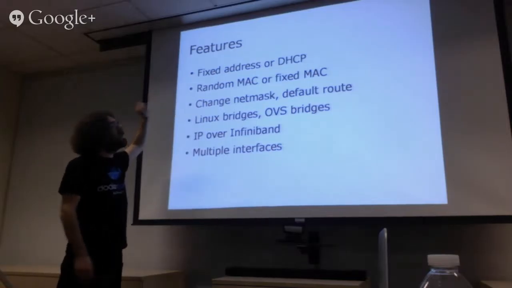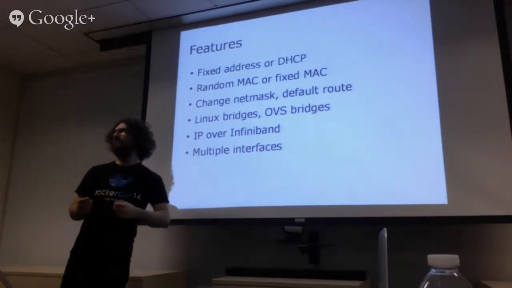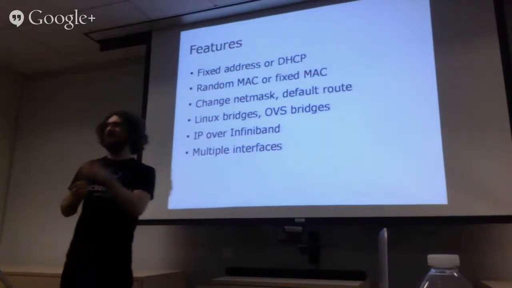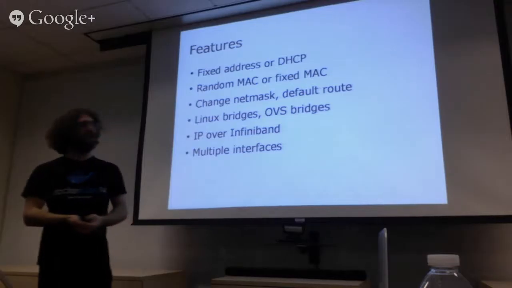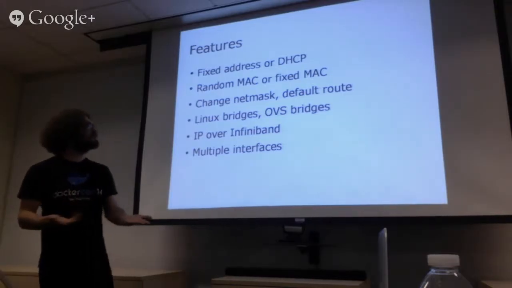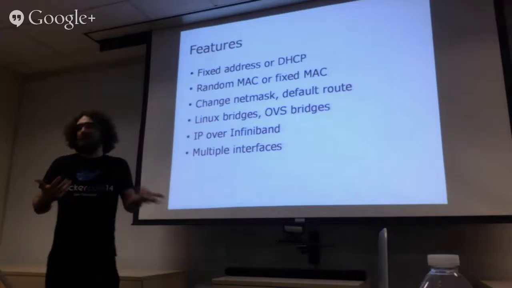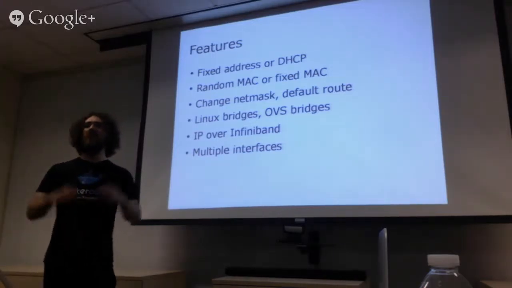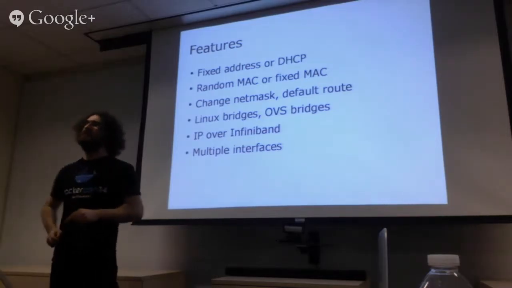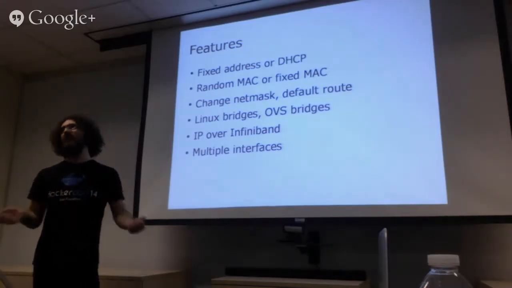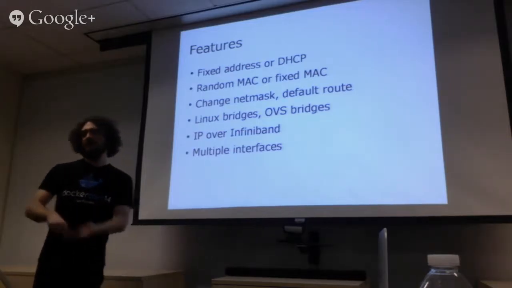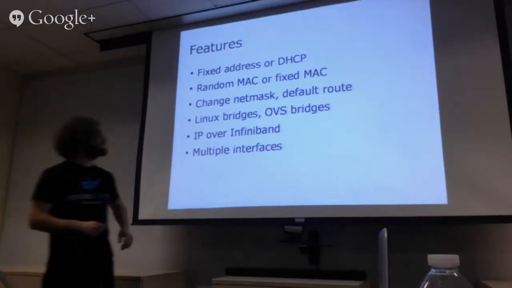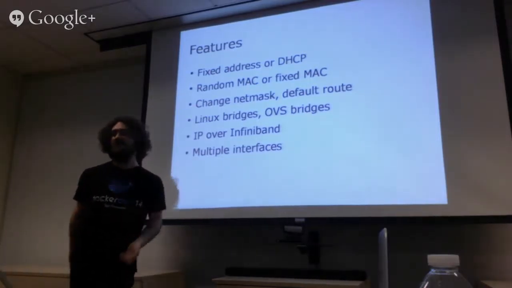You can also change the MAC address, which is convenient if you use DHCP. There is a weird syntax, so you can change the default route if you want to do that. You can use the Linux bridge or OVS bridge because the tooling is kind of the same from Pipework's point of view. Someone just sent me a pull request to do IP over IB, so to use an InfiniBand interconnect and to do IP on top of that. I haven't clicked the merge button yet, but we'll do that later today. And you can add multiple interfaces in a container.